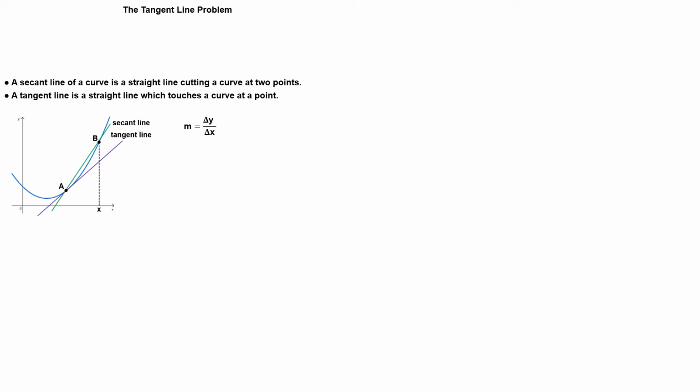We need 2 points to compute the slope. So we can calculate the slope of the secant line by choosing 2 distinct points on the secant line. We can rewrite the gradient of the secant line using the function notation.